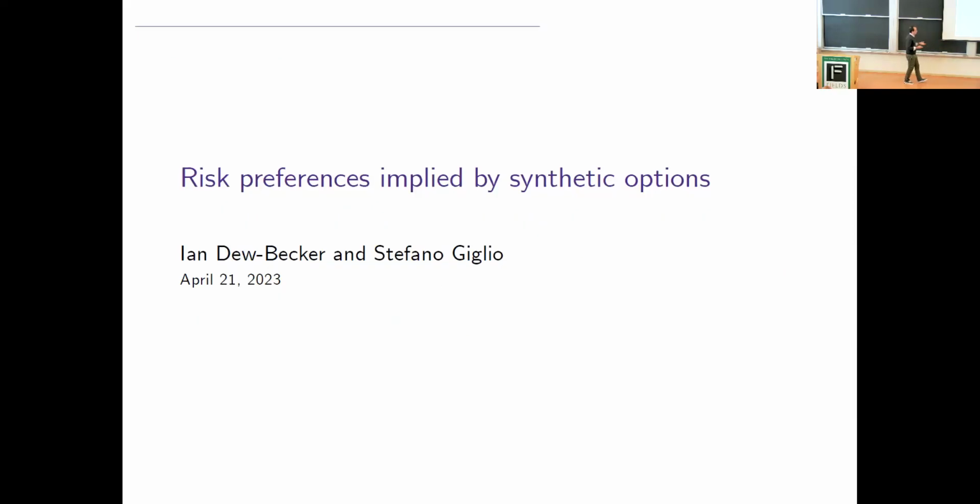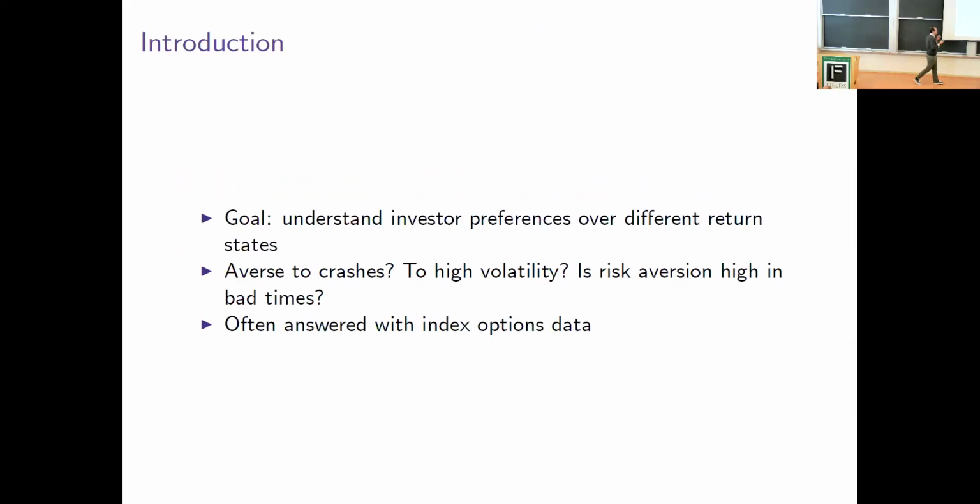So this is joint work with Stefano Giglio, and we're trying to think about risk preferences. Our goal is to understand investor preferences over different return states, really trying to think about marginal utility across different states of the world indexed by aggregate stock market returns. So this is all going to be about index options. We want to think about: are investors averse to crashes? Are they averse to high volatility? Is risk aversion high in bad times? Basically, things that might induce curvature in marginal utility, deviations from the CAPM, really.